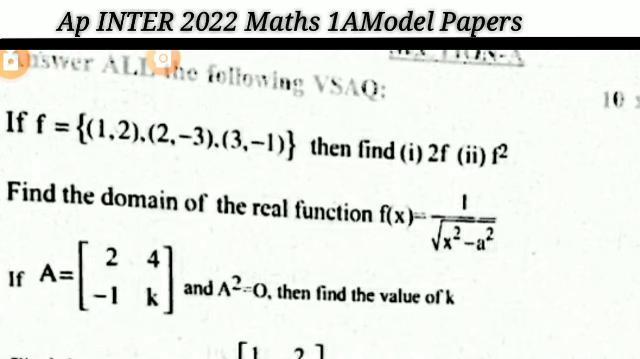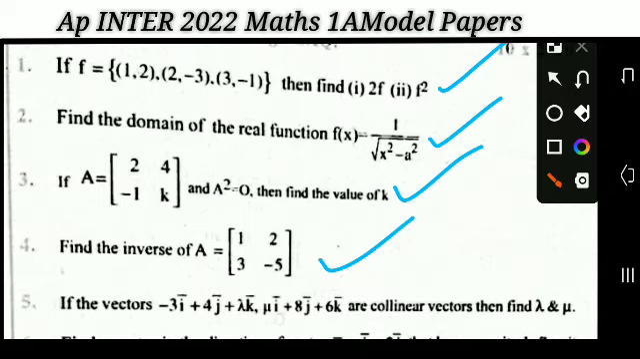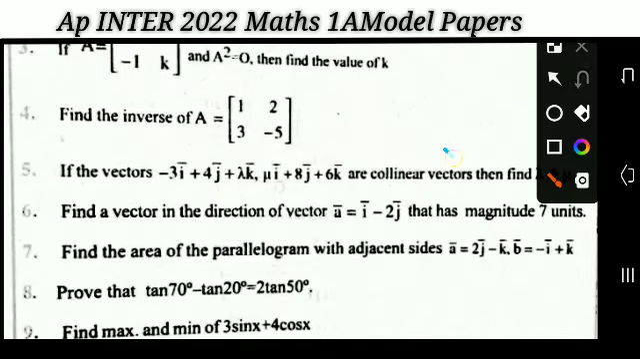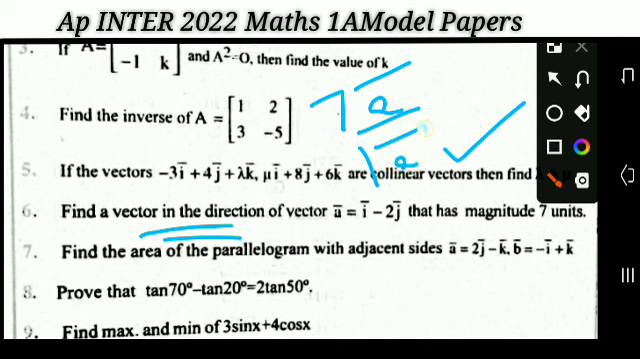If f is equal to this one, find 2f, f square. Find the domain. A square is equal to 0. Find the inverse. Next, if the vectors are collinear, find lambda and m. Find the vector in the direction of a bar having magnitude equal to 7. So what is the formula for this one? Having magnitude equal to 7 means 7 into a bar by mod a bar. Okay, this is the formula.